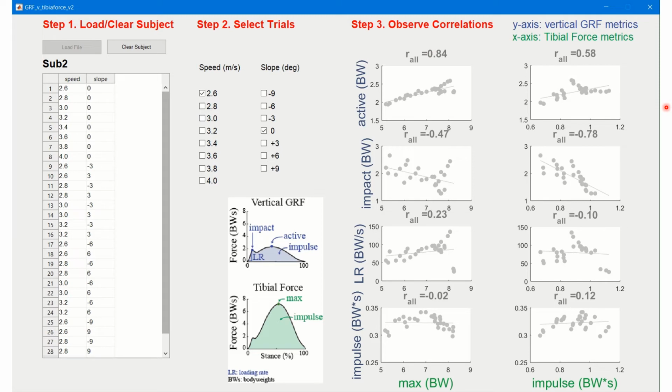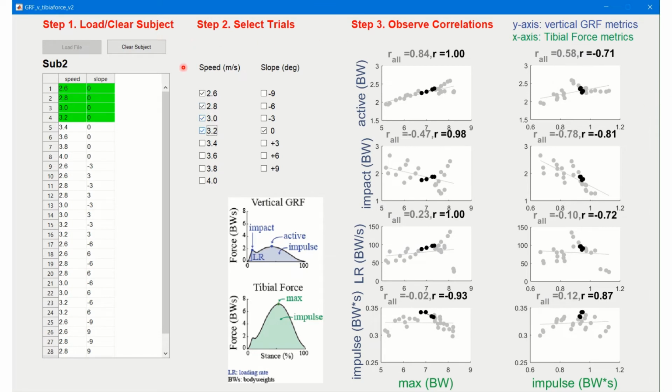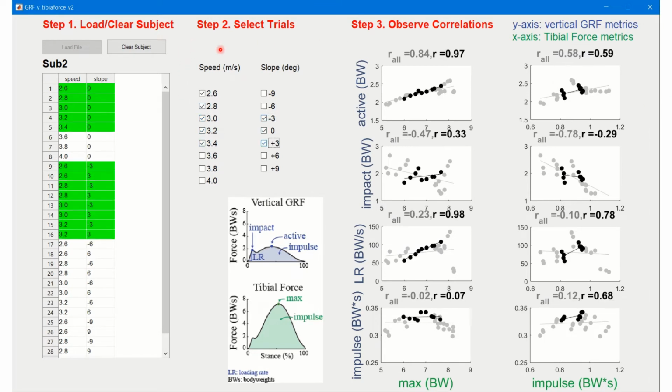To explore different subsets of conditions, you can begin to check the boxes that correspond to the conditions you are interested in. The boxes you have checked will be highlighted in green on the table on the left. On the right-hand side, the black dots, black lines, and black correlation values now correspond to the new relationship between ground reaction force metrics and tibial force metrics for this subset of conditions.